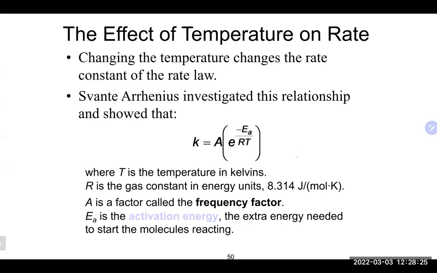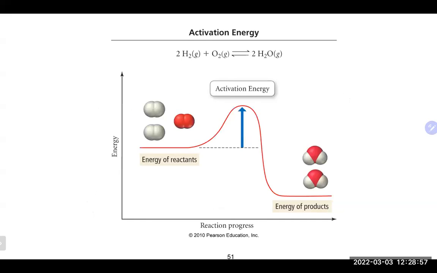T is the temperature in Kelvin. R is the gas constant. It's actually the gas constant that involves energy, 8.314 joules per Kelvin per mole. A is the frequency factor, as we'll talk about in just a second, but the frequency factor basically is the proportion of molecules that do have enough energy to get up and over to the other side. The activation energy, again, is the hill that you have to climb to get to the other side, and again, that minimum amount of energy that is needed to get there.